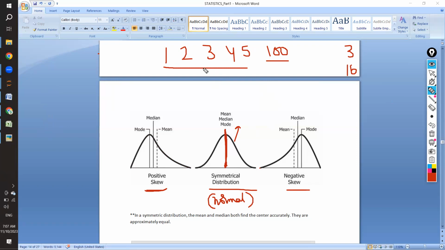But if you have only 1 2 3 4 5, then it will be a perfect normal distribution. Here there will not be any disturbances in the shape of the curve. But let's say you're having 100. Because of this 100, as an example, the curve gets shifted like this. If you have minus 100, for example, the curve gets shifted like this.